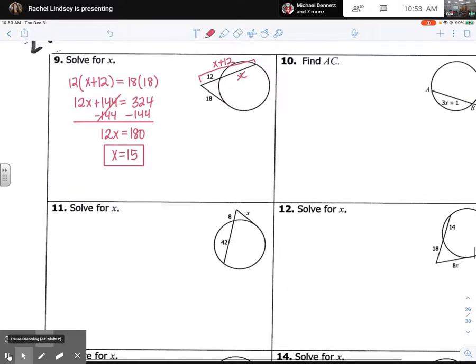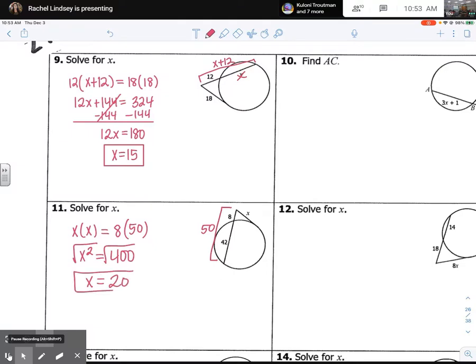You should be going. And then on number 11, you can do this on your own, right? Outside on the tangent is x, whole is x, outside on the one with 8, 8 plus 42 is 50. So x squared equals 400. And what does x equal? 20.